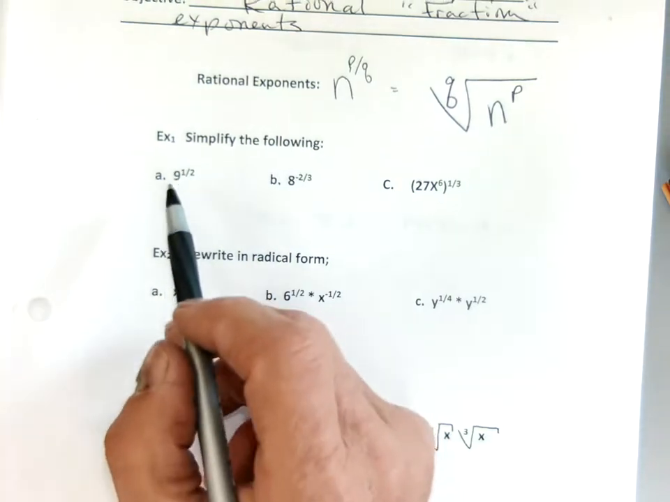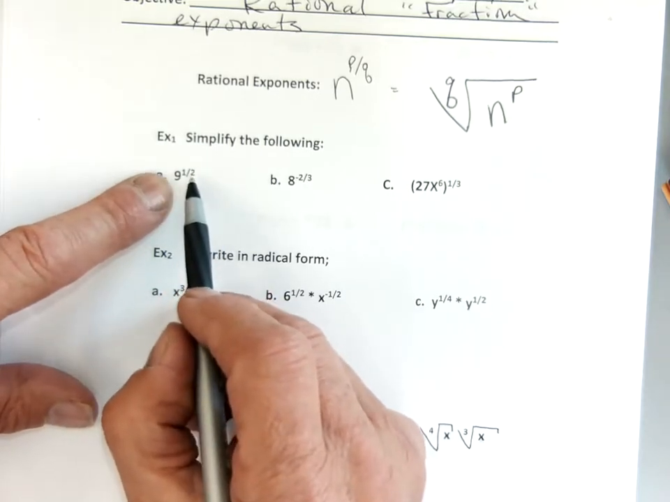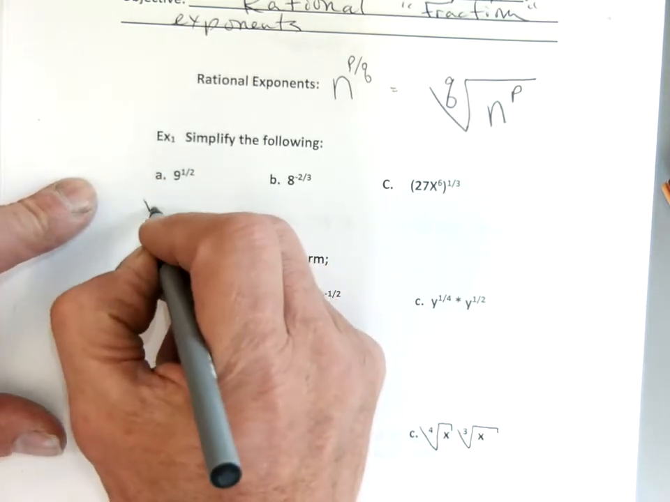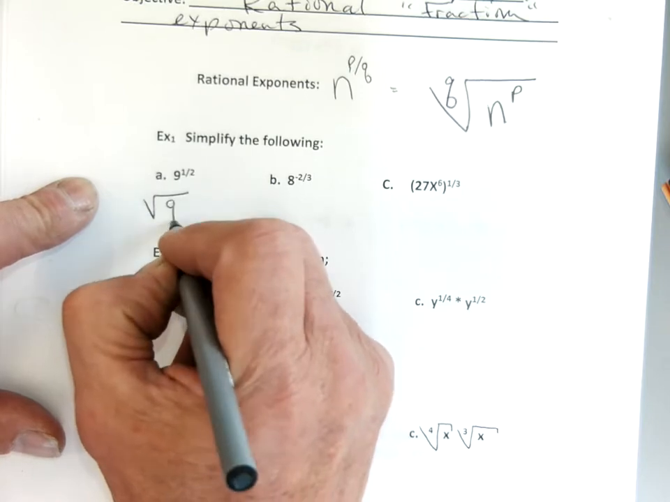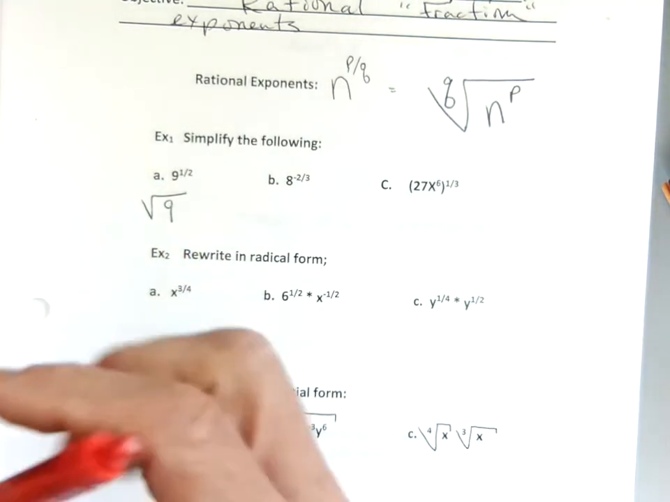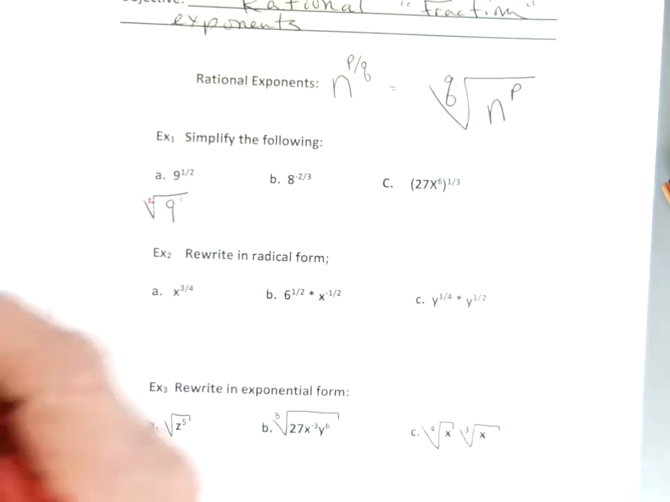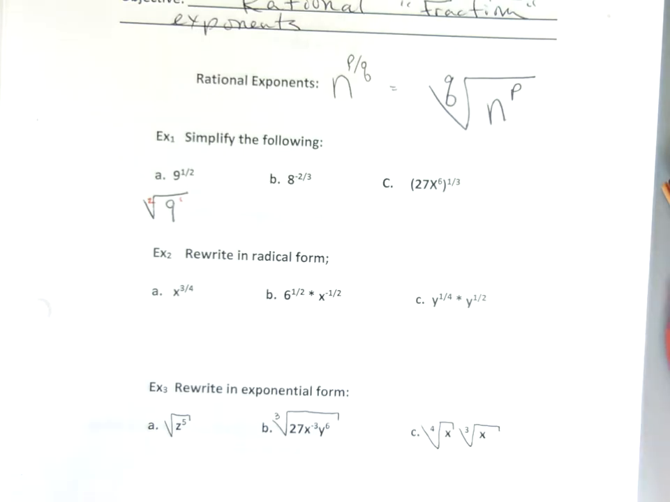So, example 1a, I talked to you really quickly about the fact that anything to the 1/2 power is the same thing as square root. There's an invisible 1 here and an invisible 2 here. So it's just 3.